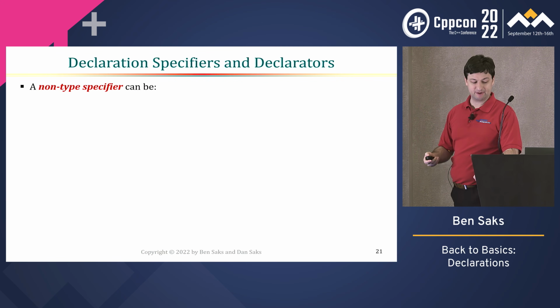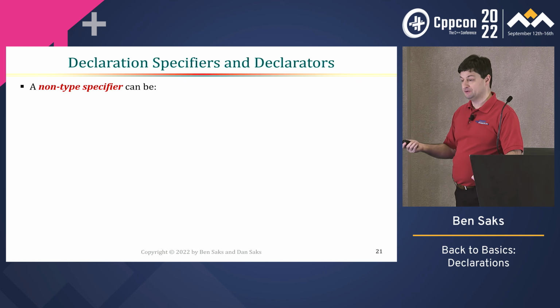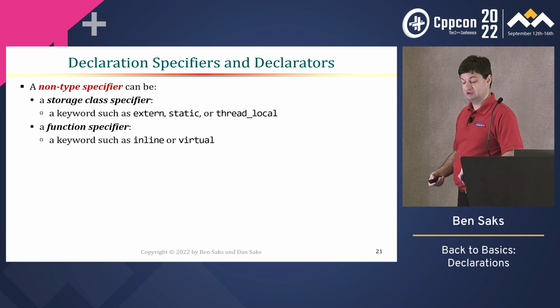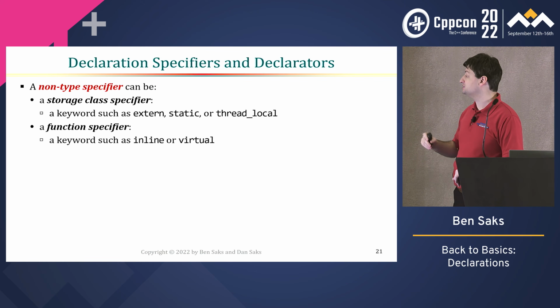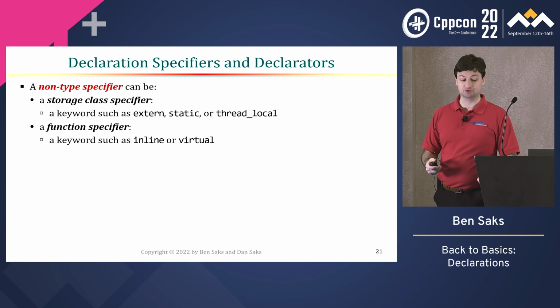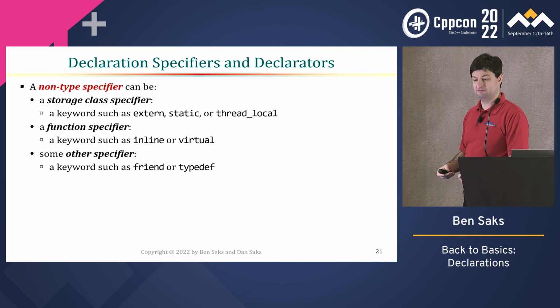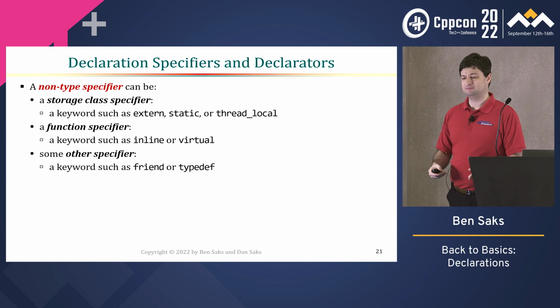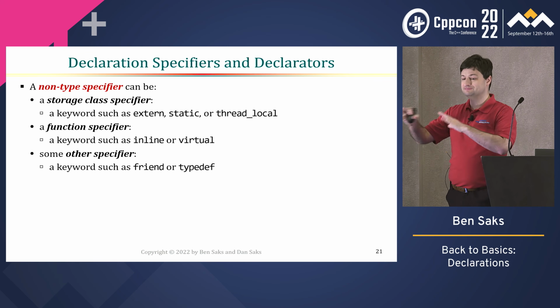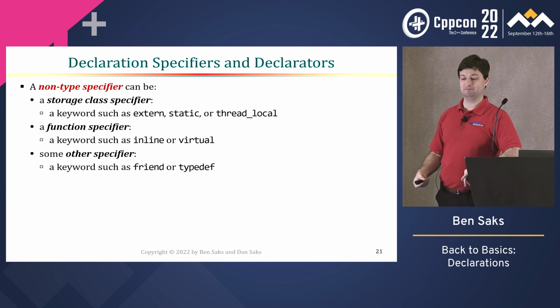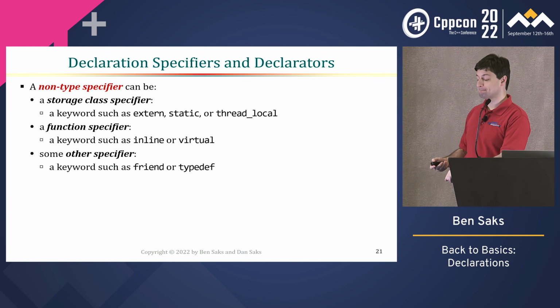A non-type specifier, there are a few different kinds of these things. There are storage class specifiers like extern or static. There are function specifiers like inline or virtual. And then there are a few other things like friend and typedef that occupy this other category, a miscellaneous kind of thing.